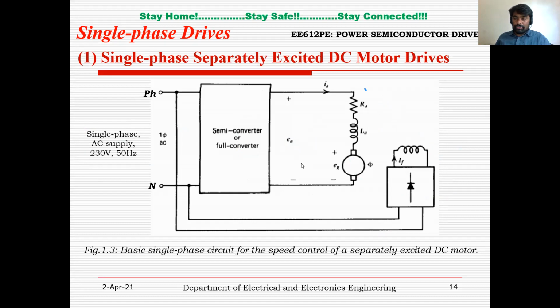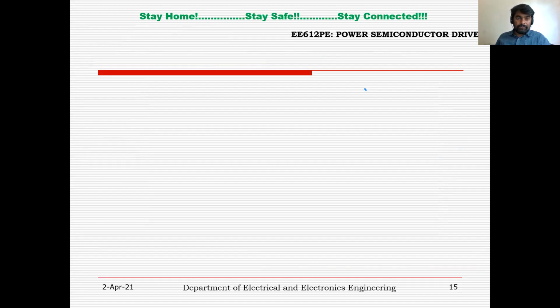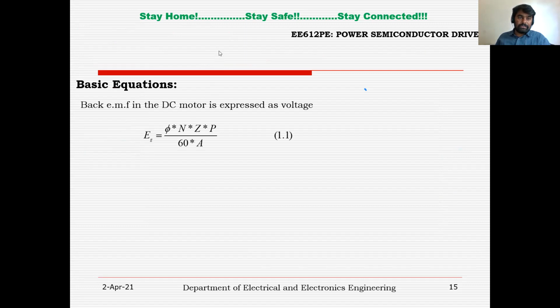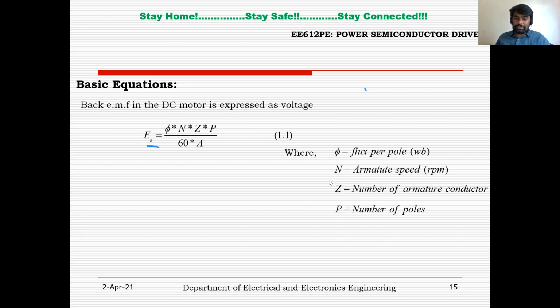So let me go to the next slide, where you can see some basic equations of a separately excited DC motor. The back EMF generated in the armature of a DC machine can be written as EG, generated voltage, equal to phi ZNP by 60A, where phi is the flux per pole in Weber, N is the armature speed in RPM, Z is the number of armature conductors, P is the number of poles, A is the number of parallel paths.